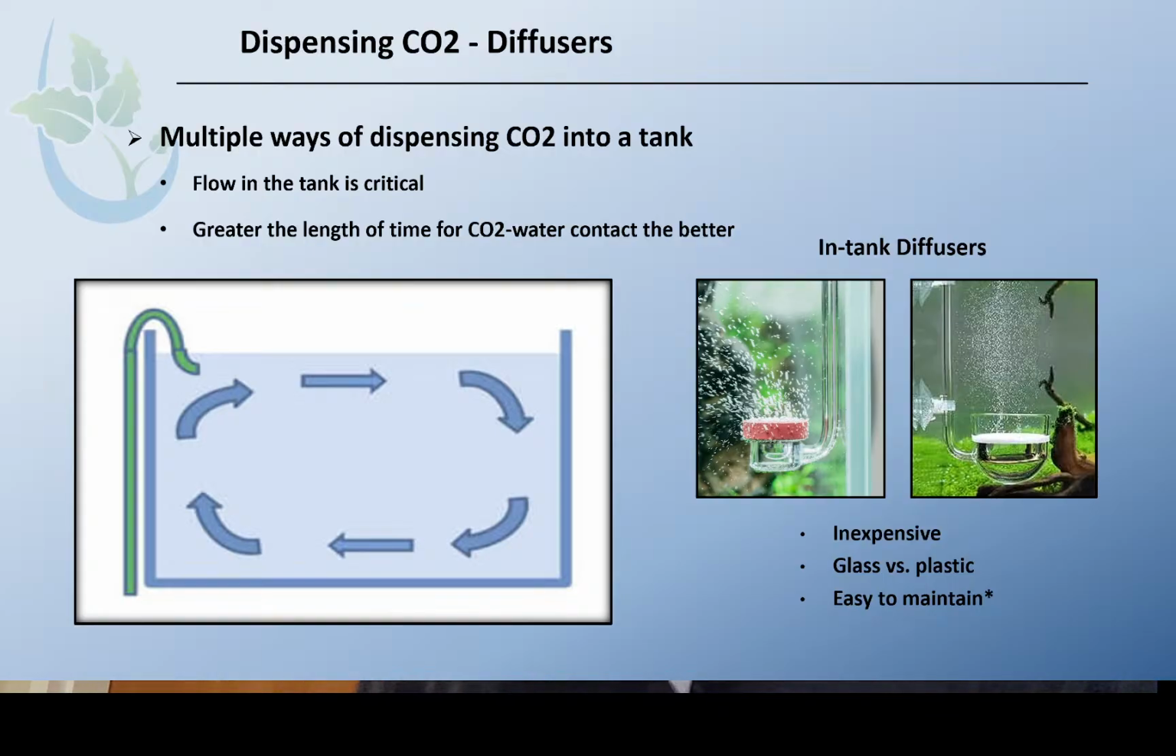Now, diffusing CO2 is the other key. Flow in the tank is critical. Without good flow, CO2 is not going to get distributed, right? The thing that we're trying to target is exposing that CO2 as long as possible in the water so that it gets absorbed and diffuses into the water.